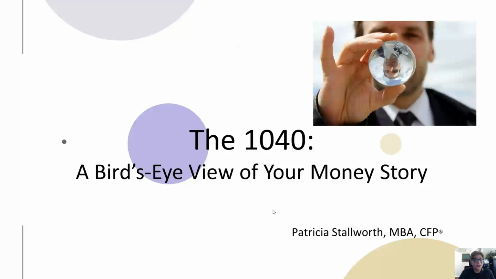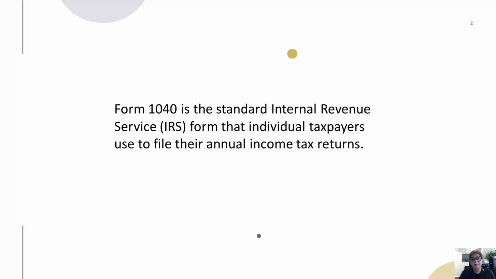Today's topic is the 1040, a bird's eye view of your money story. On the surface, the 1040 looks very much like just a form that the IRS has you use to fill out your annual tax returns. But it's really a lot more than that. In fact, it is an analytical tool.